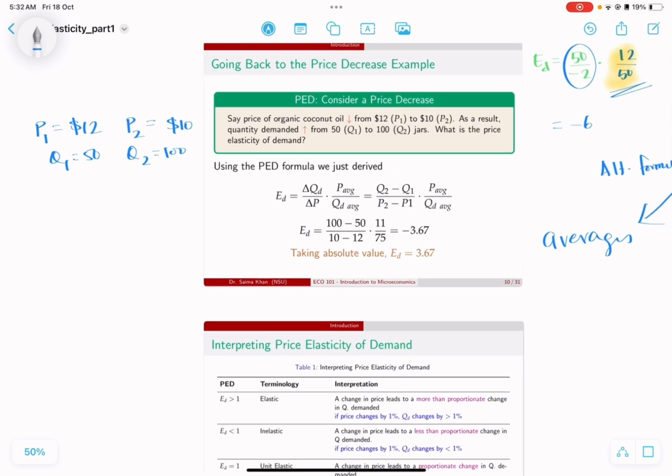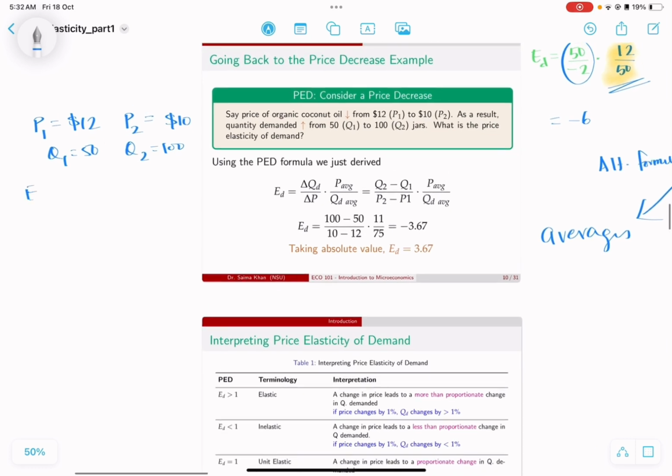So the formula for the elasticity of demand is change in quantity demanded divided by change in price times P average by Q average. We've done this a few times, so I don't want to go into detail over it. The change in Q is this, the change in P is this, that's fine. What we need is the average price and the average quantity. So all you're going to do is P average is equal to P1 plus P2 divided by 2. That's how you find the average.